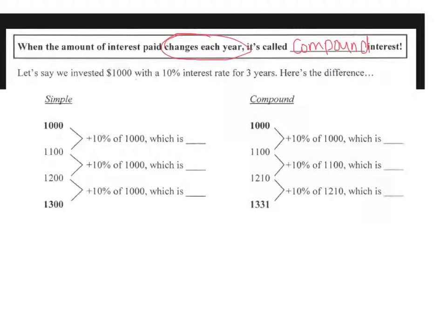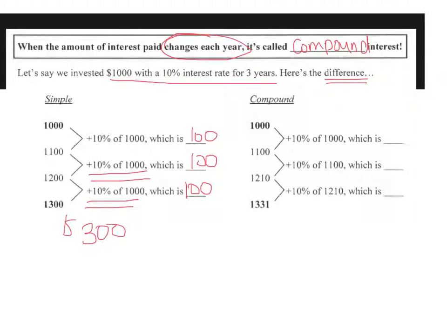We're going to say we invested $1,000 with a 10% interest rate for 3 years. This is how they're different. With simple interest, if we invest $1,000, we get 10% of $1,000, which is $100. So now we have $1,100, but we still only get 10% of our original investment, which would be $100 again. So we would have $1,200, but the next time they give us interest, it's only on the original investment, which would be another $100.